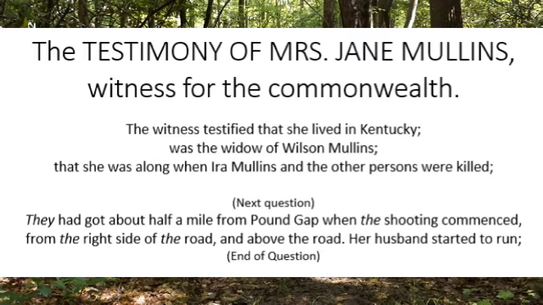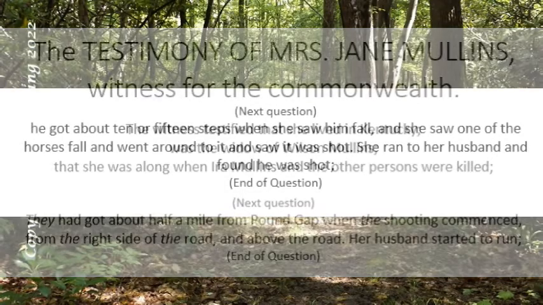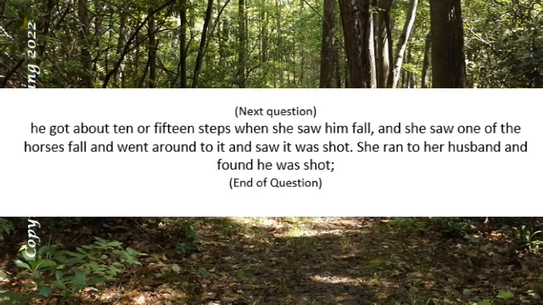Next question. Answer. They had got about a half a mile from Pound Gap when the shooting commenced. From the right side of the road and above the road, her husband started to run. End of question. Next question. Answer. He got about 10 or 15 steps when she saw him fall, and she saw one of the horses fall, and went around to it and saw it was shot. She ran to her husband and found that he was shot.